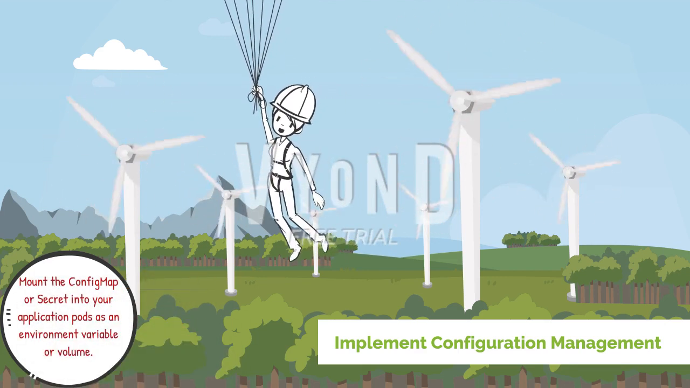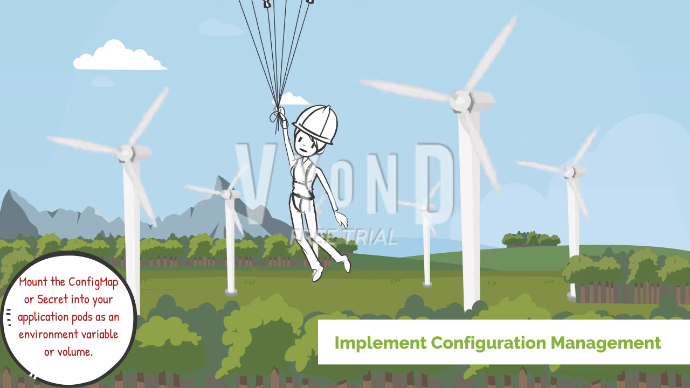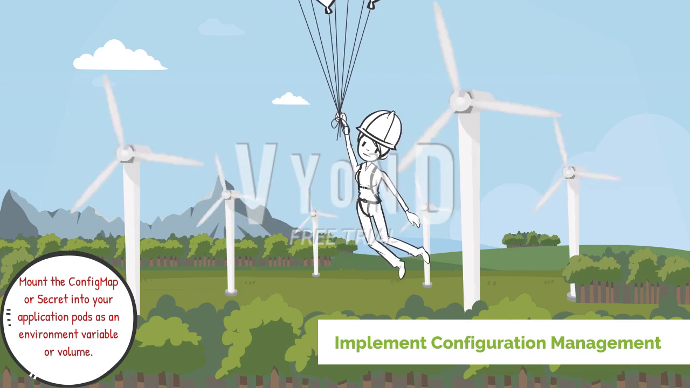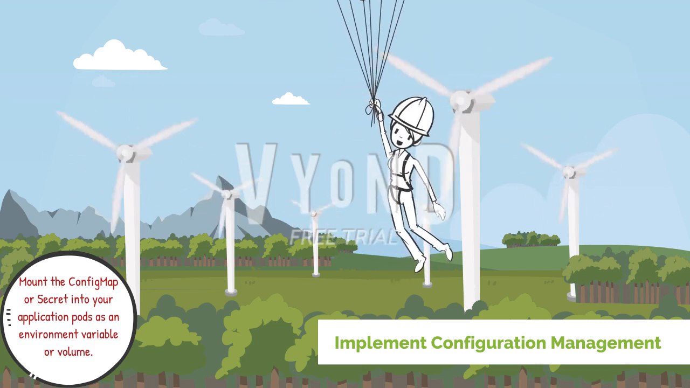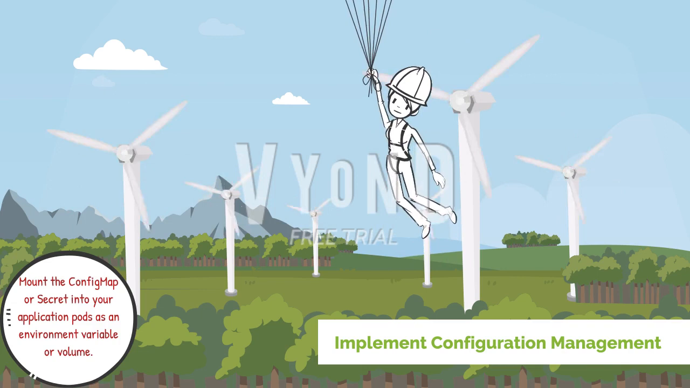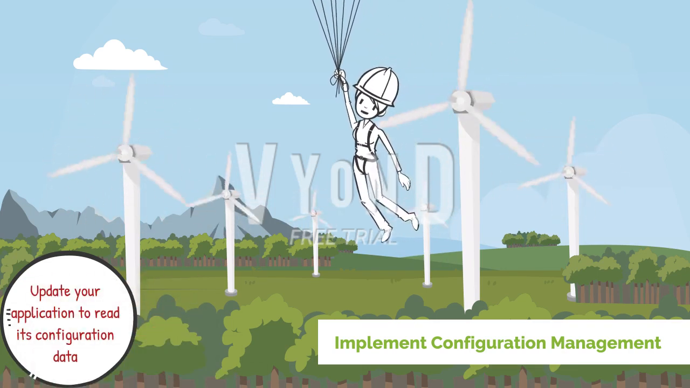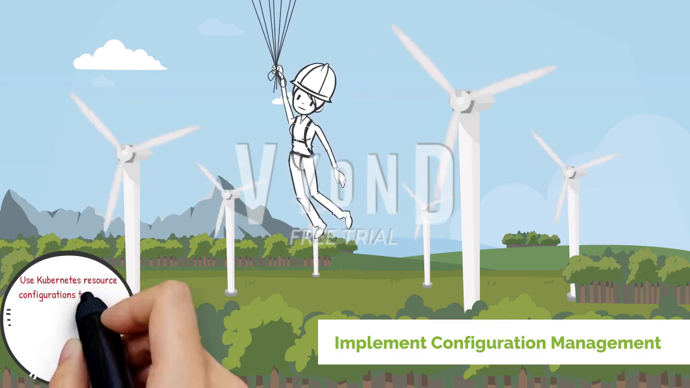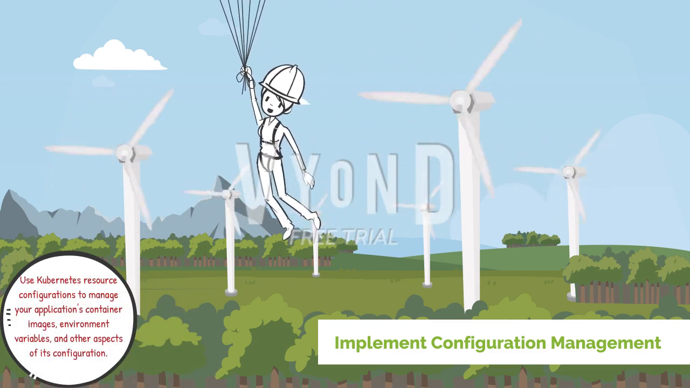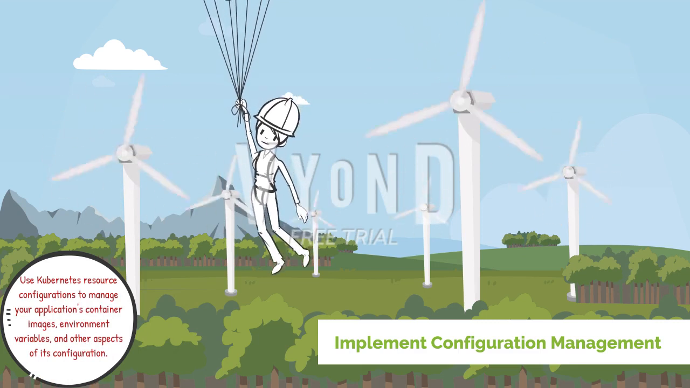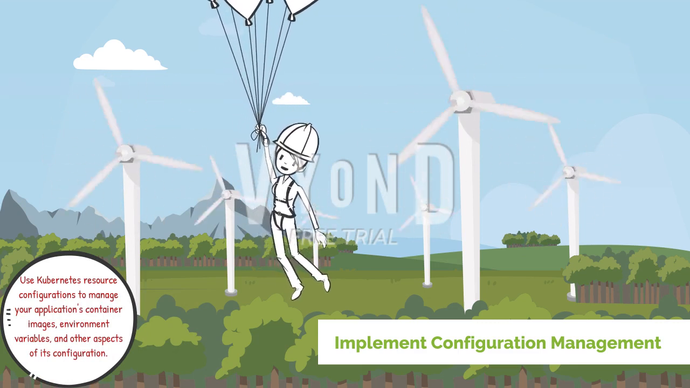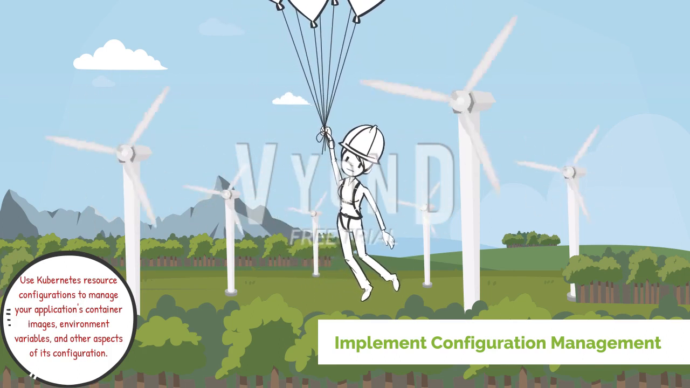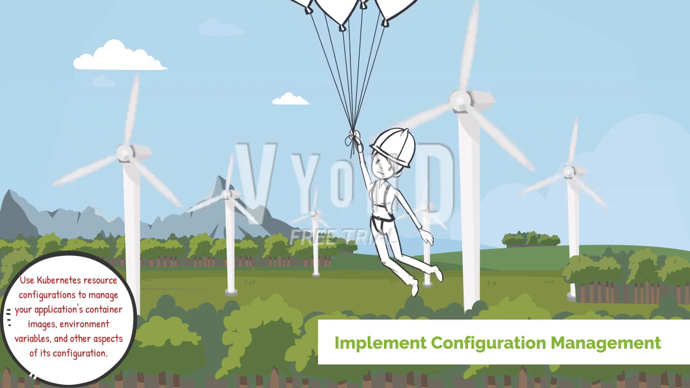3. Mount the config map or secret into your application pods as an environment variable or volume. You can define a volume mount in your Kubernetes deployment or stateful set object or set the environment variables in your pod spec. 4. Update your application to read its configuration data from the mounted volume or environment variables. 5. Use Kubernetes resource configurations to manage your application's container images, environment variables, and other aspects of its configuration. Resource configurations are YAML files that define the desired state of your application.